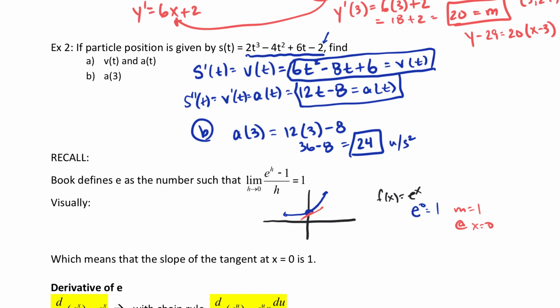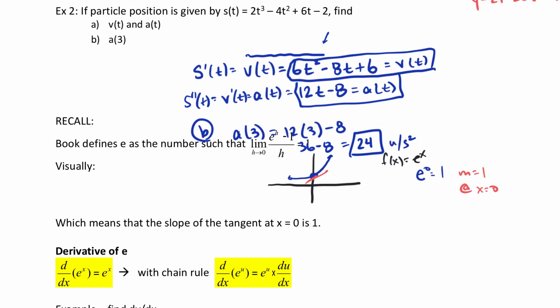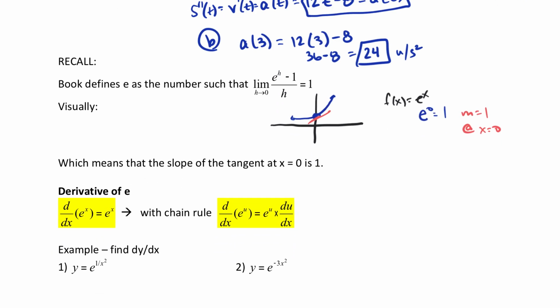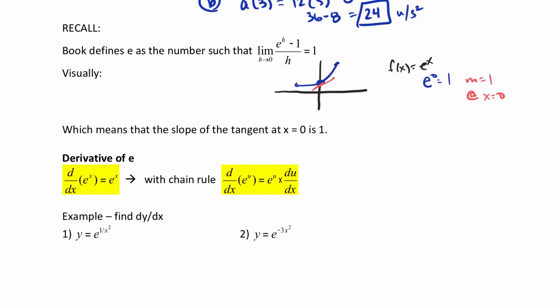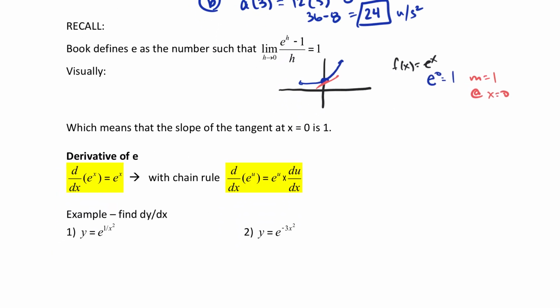Well, this situation brings up the derivative of e. Okay, not sure why that's not moving up with it, but we'll move that up out of the way. Here we go. So the derivative of e to the x is just e to the x. And later we're going to learn something called the chain rule. And here we would have to apply the chain rule, and I'll talk more about this later.